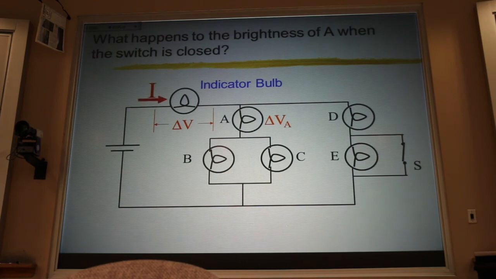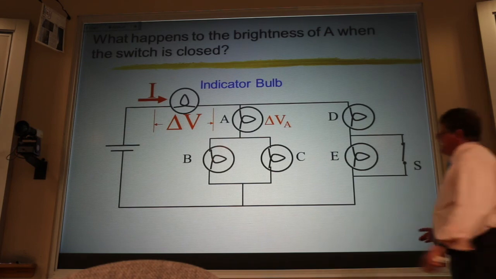It goes up. I've added a path. I've made it easier for current to flow. Now that means that indicator bulb is going to get brighter. If the bulb gets brighter, what happens to the volts across it? They go up, okay?